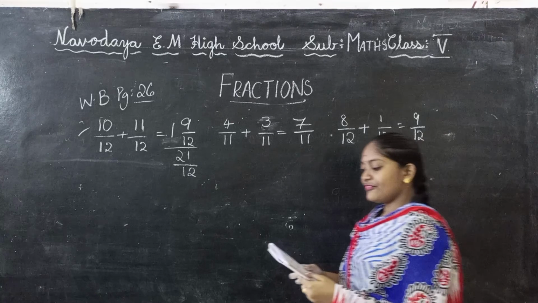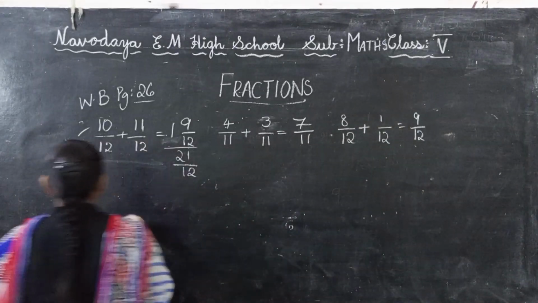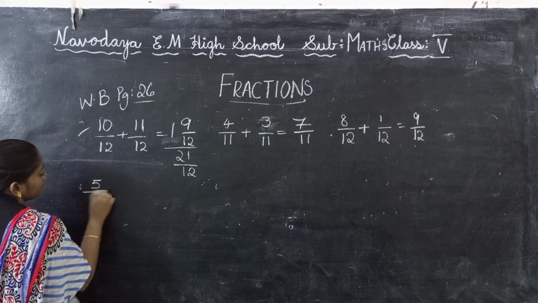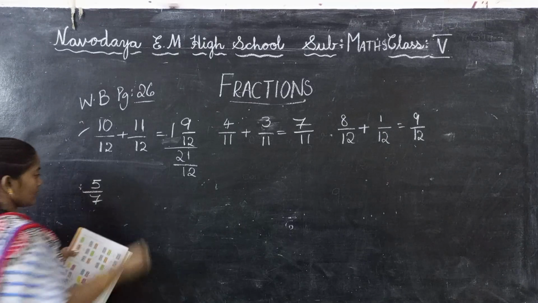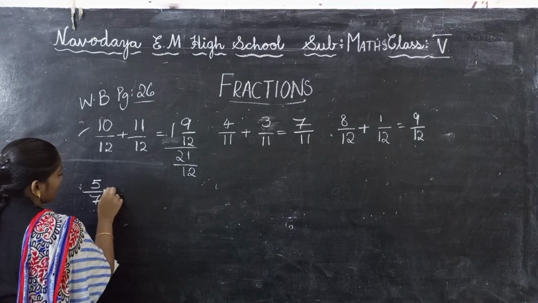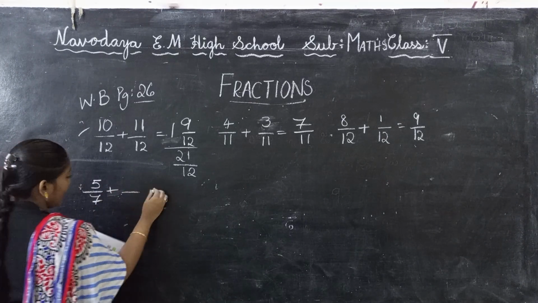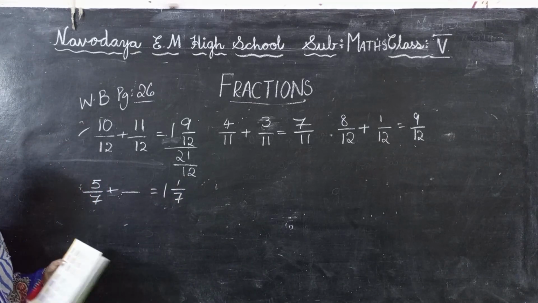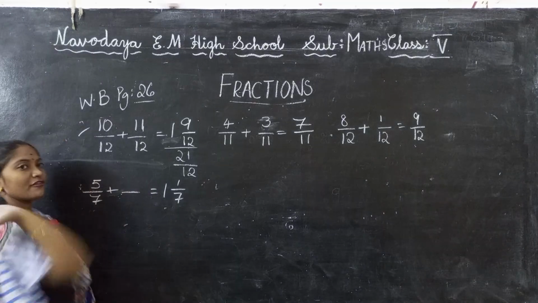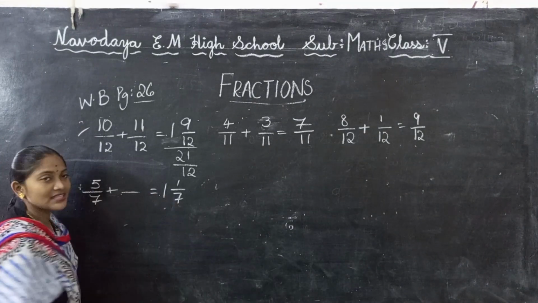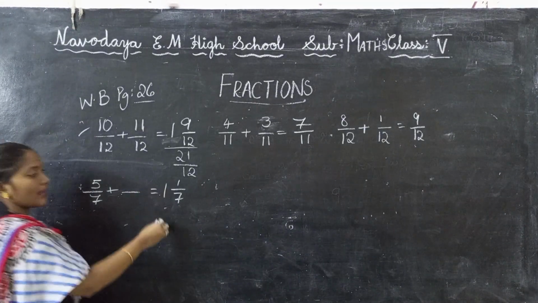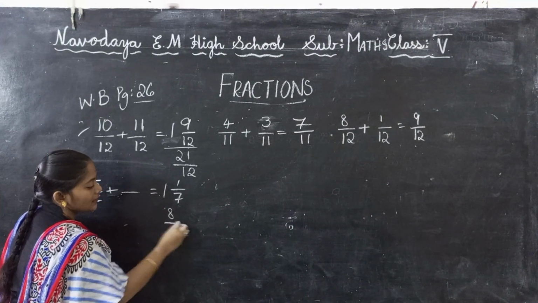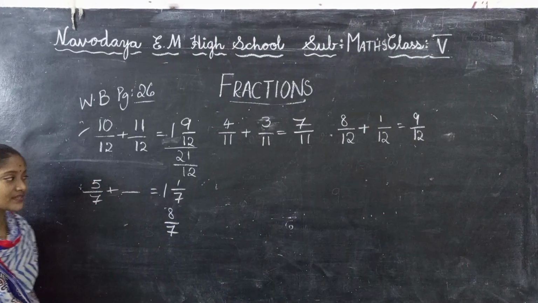Next sum, 5 upon 7. How much we have to add? And here the answer is 1 by 7. It's in the form of mixed fraction. 7 ones are 7 plus 1. 7 plus 1 is 8. So it is 8 upon 7.